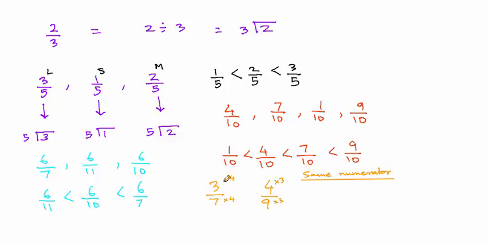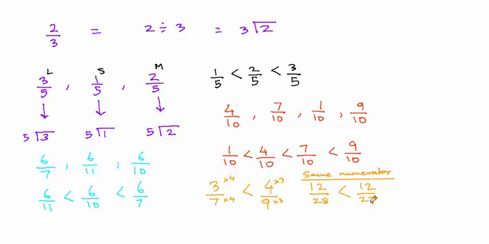So then 3/7 would change to 12 over 28, 7 times 4 is 28, and 4/9 changes to 12 over 27. 9 times 3 is 27. And now if you compare these two using this strategy I showed you, they're on the same numerators. Larger the denominator, smaller the fraction is. 28 is larger than 27, therefore 12/28 is smaller than 12/27. In other words, 3/7, which was equivalent to 12/28, is smaller than 4/9, which is equivalent to 12/27.